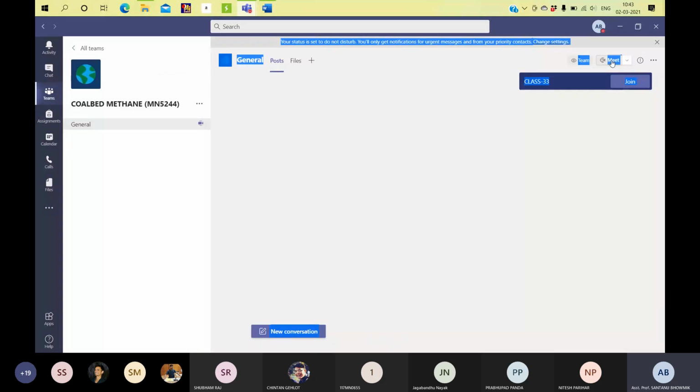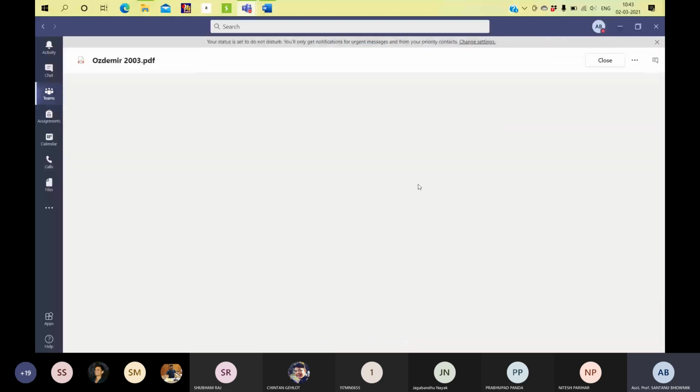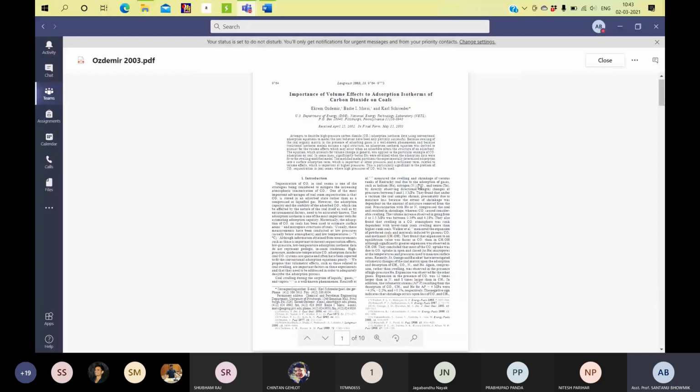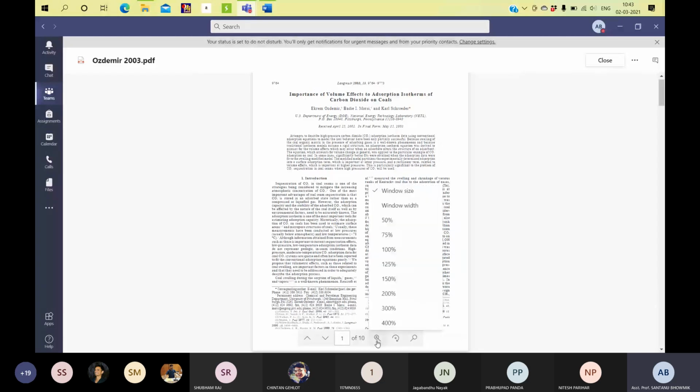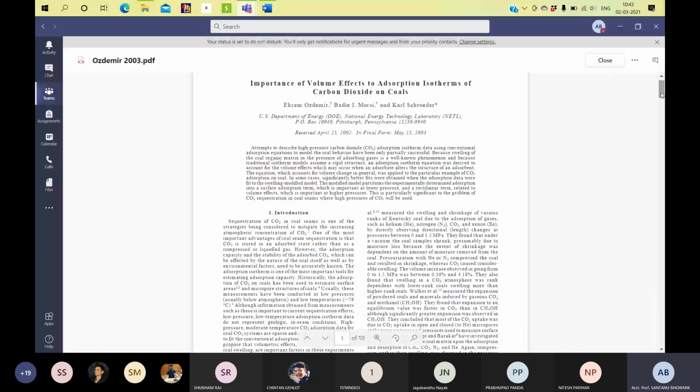In the next paper, I'm going to show you SPE 2003. Okay, this paper is going to give you a different modeling concept than the Langmuir and Polanyi models, or the BET model. Okay, the theme of this paper is the volume effects on the adsorption isotherm of carbon dioxide.